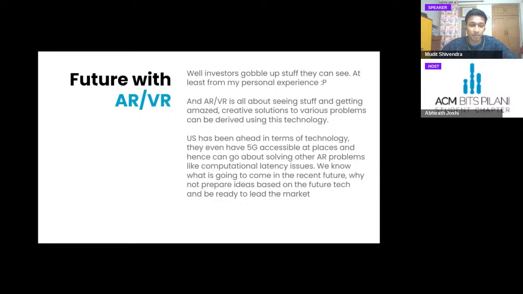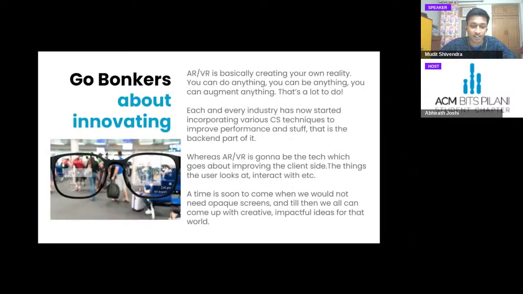So be prepared. There is going to be a future without opaque screens. You will all be wearing AR glasses, and it's not actually that far. Facebook Reality Labs is working on AR glasses. Apple is working on AR glasses. Google is working on Google Lens, and all these are actually prototyped and made available in the US, and they'll come to India. But by the time they come to India, you can actually rule the market and be the leaders. So yeah, that is the thing.